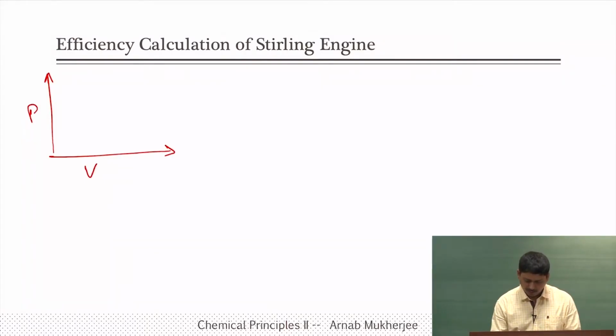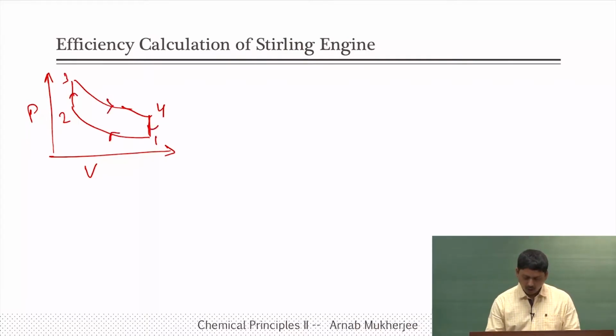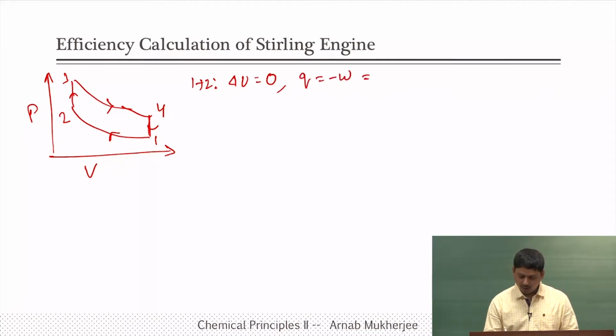So, this is a PV diagram. This is an isothermal step, isochoric step, isothermal and isochoric, 1, 2, 3 and 4. So, 1 to 2 is an isothermal compression process, and we know that in an isothermal compression process delta U equals 0 and Q equals minus W, which is nothing but nR TL ln V2 by V1.